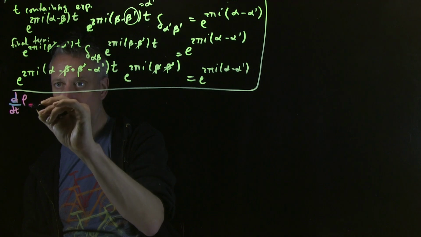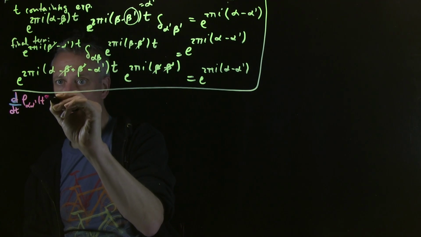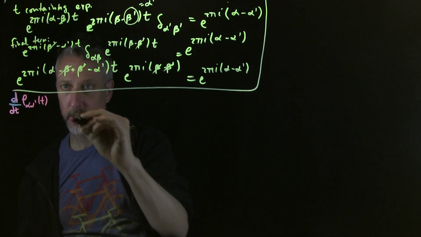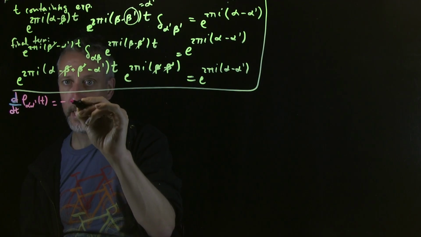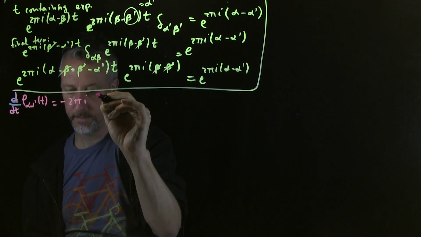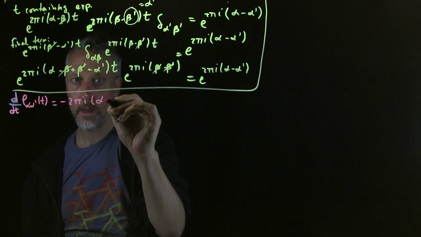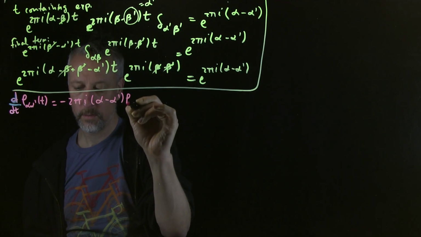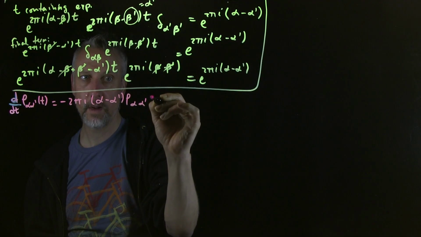So d rho alpha alpha primed is equal to minus 2 pi i (alpha minus alpha primed) rho alpha alpha primed t.